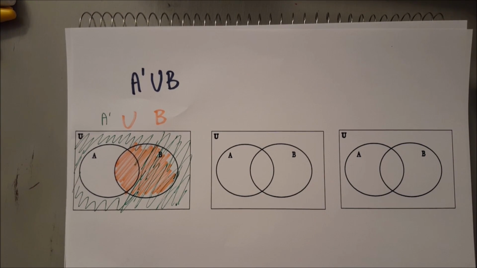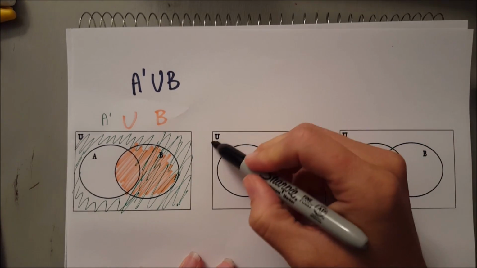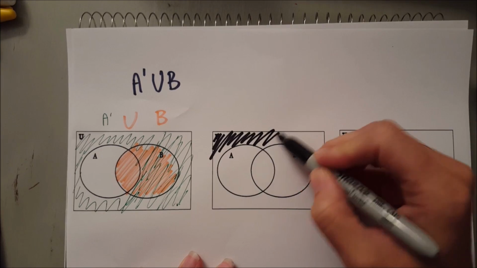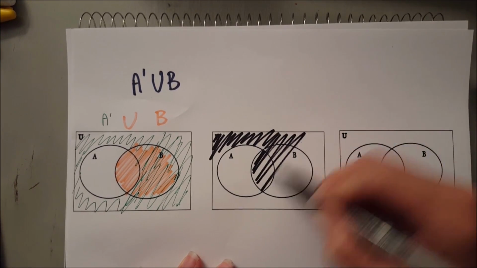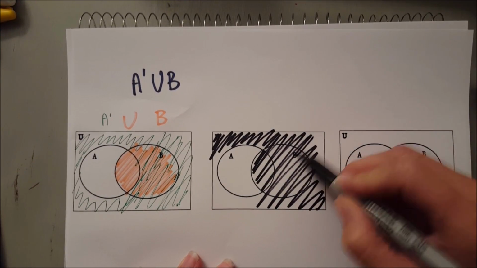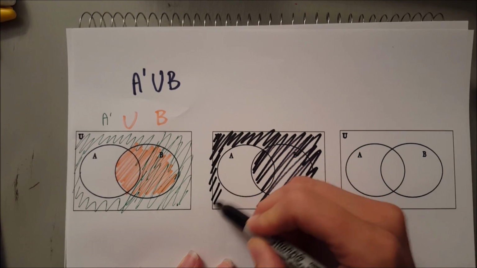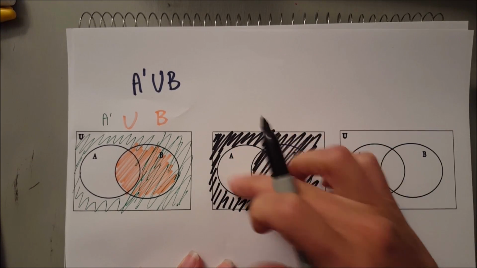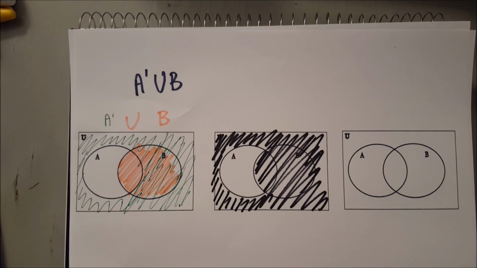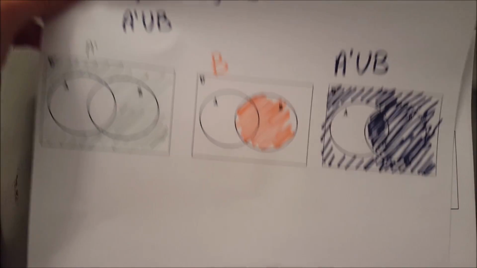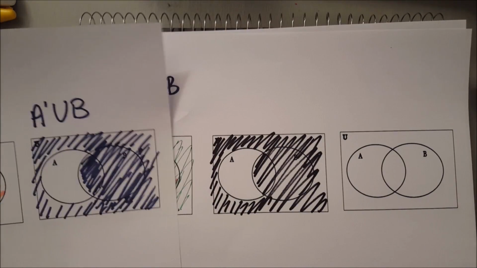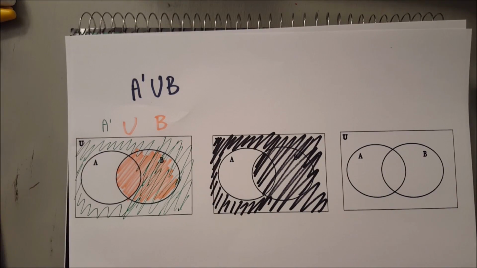Okay, so the final answer, if I want to be real official about it, is everything in these regions, everything except that only A section right there. So I got the same answer in two different ways. You can kind of see that. Same answer, two different ways. All right.